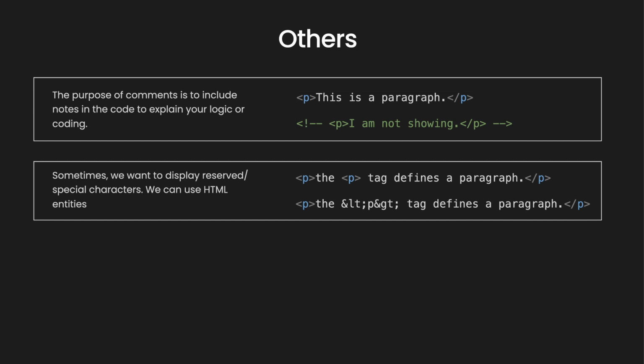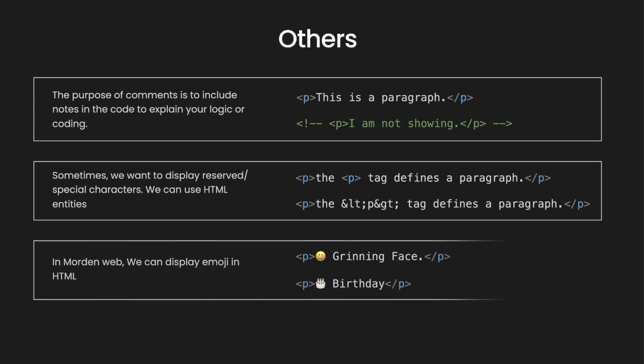The next topic is HTML entities. For example, you want to show the text <p>. The p tag defines a paragraph, but the browser interprets <p> as an opening tag for a new element. In this case, we can use an HTML entity like in the example. And lastly, in the modern web, we can display emoji in HTML.